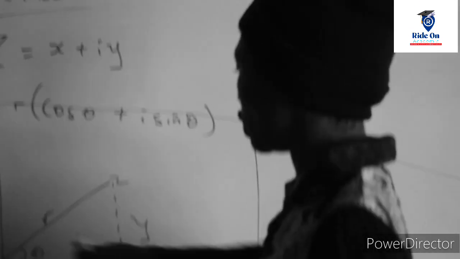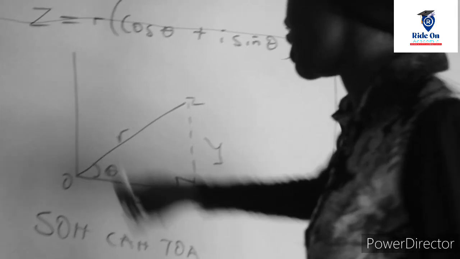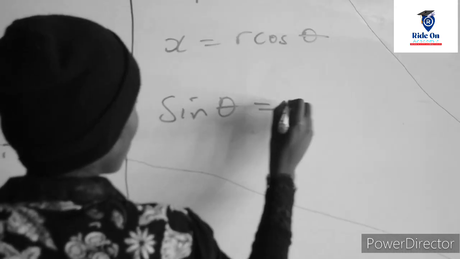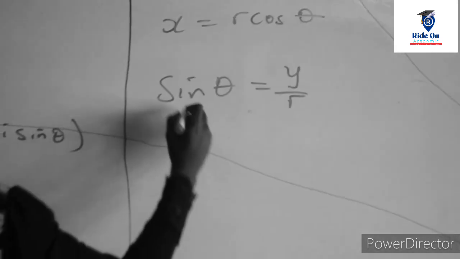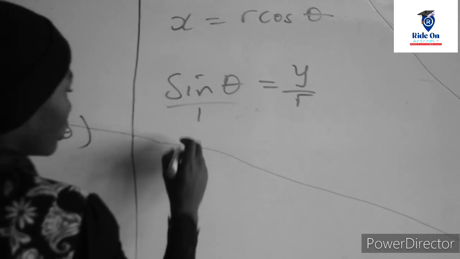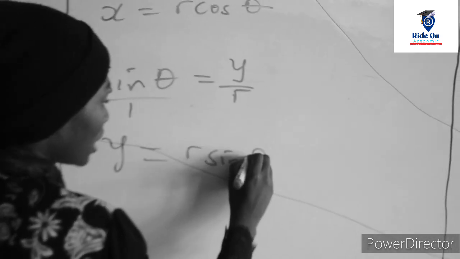And now let's go to y. Y is the opposite, so we'll be using the sine, okay? Opposite over the hypotenuse. So our sine theta is equal to the opposite, which is y over the hypotenuse. Now, the same way, let's make y subject of the formula. y is equal to r sine theta.